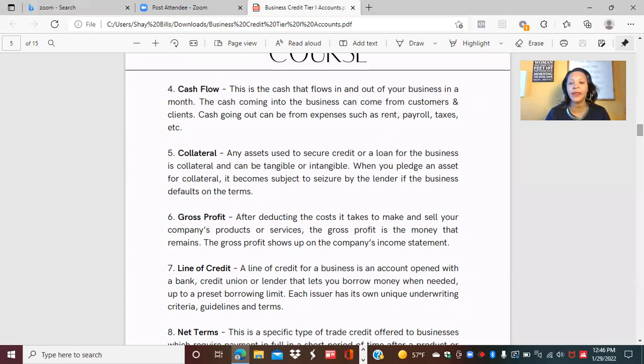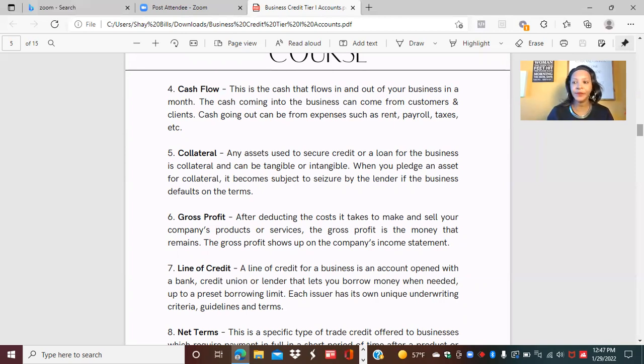After deducting the costs it takes to make and sell your company's product or services, the gross profit is the money that remains. So I have a product, I sell that product for $10. It costs me $2 to get the product. It costs me another dollar to ship it to my person, that's $3. So my gross profit after making that is going to be $7, okay? And that's just a very generic example of what a gross profit is. A gross profit is monies left over after you've paid all of your expenses for that product or that service.